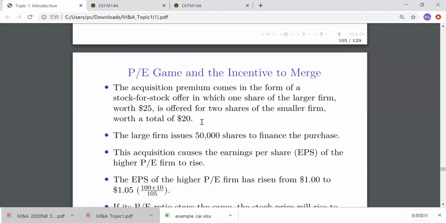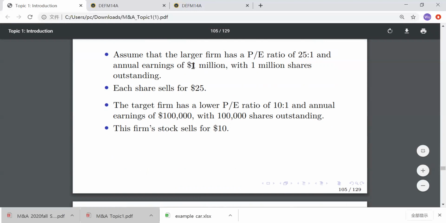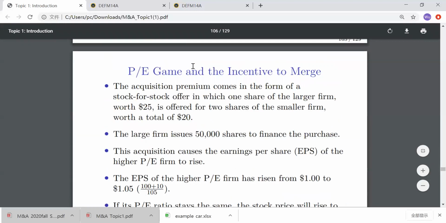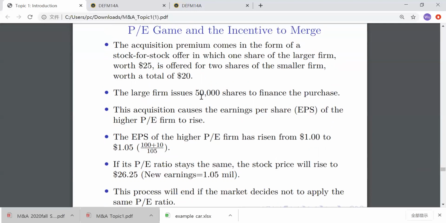And then if they buy the target, they have additional 1 million. So this is the EPS, earnings per share. Because they have more shares, this is the denominator, 105 shares. Also they have more earnings.